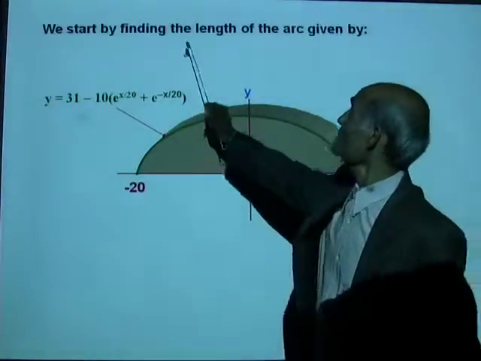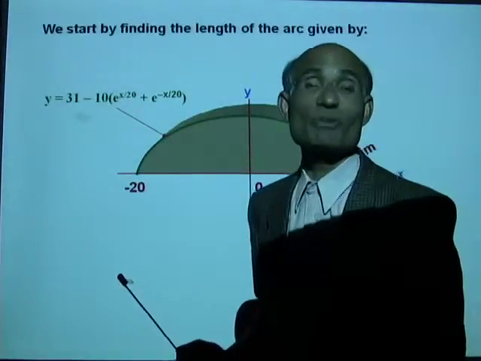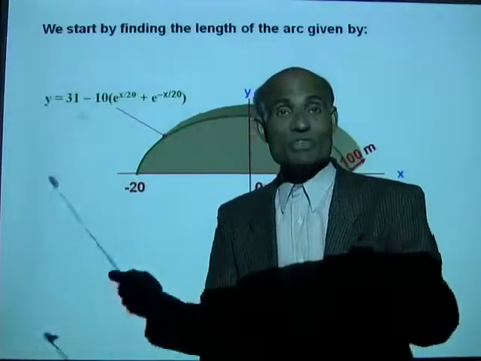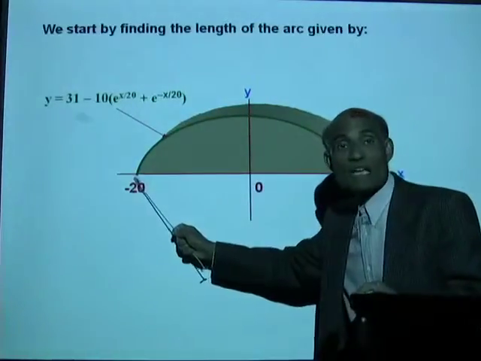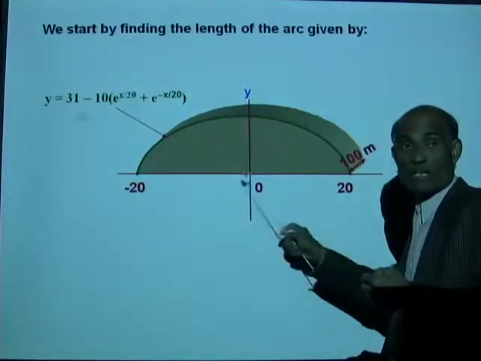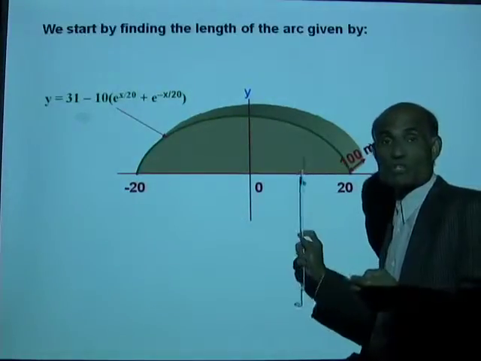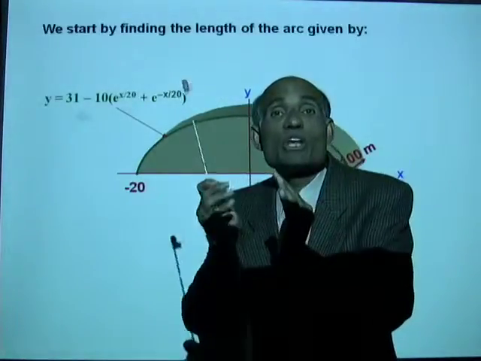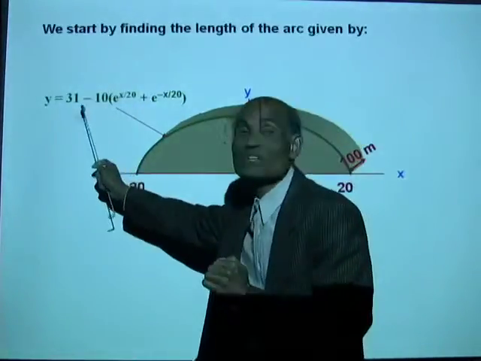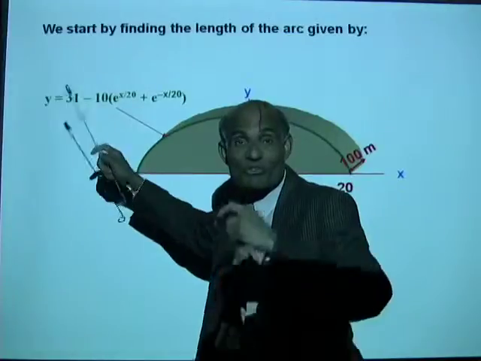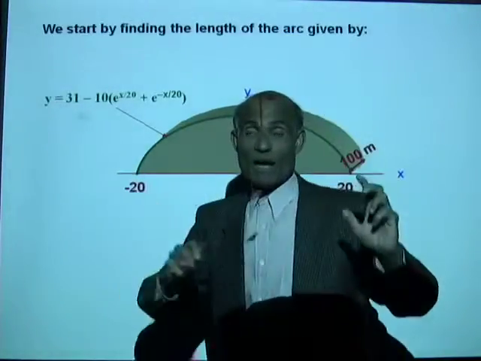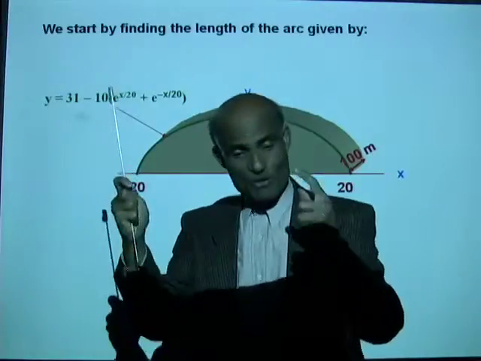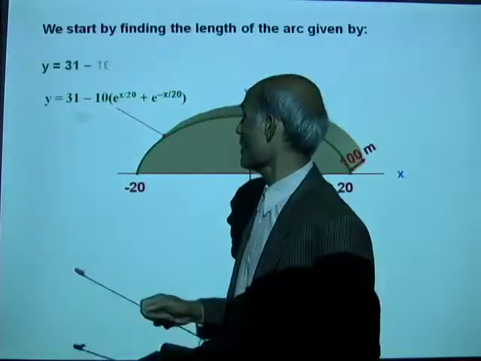Alright, let's start. We start by finding the length of the arc. And what is the equation for the length of the arc? Integral from x equals negative 20 to 20 of the square root of 1 plus (dy by dx) all squared, which means we need to find dy by dx of this and take the square of that, and then take the square root of that whole quantity. All right? Okay, that's a challenge, so let's get going.